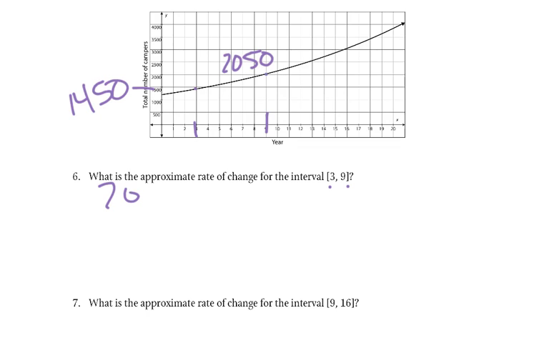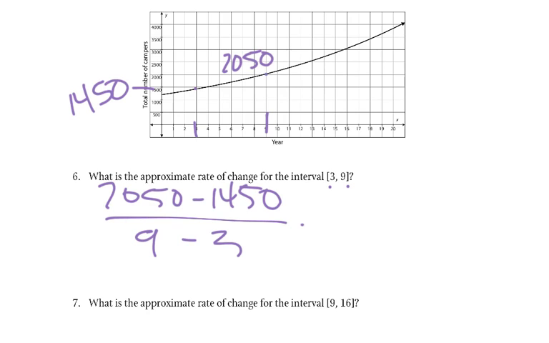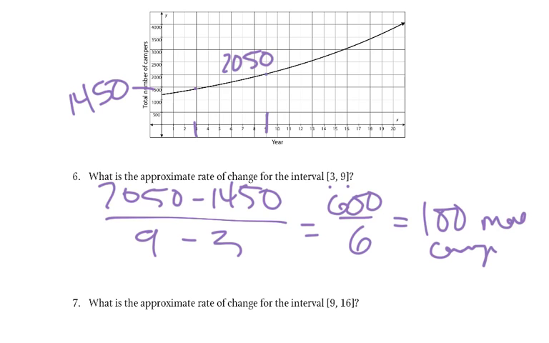Again, I take the y values and subtract them on top, and the x values subtracted on the bottom. So we get 6 on the bottom and 600 on the top, and 600 divided by 6 is 100. So basically every year we have 100 more campers. It grows by 100 per year.